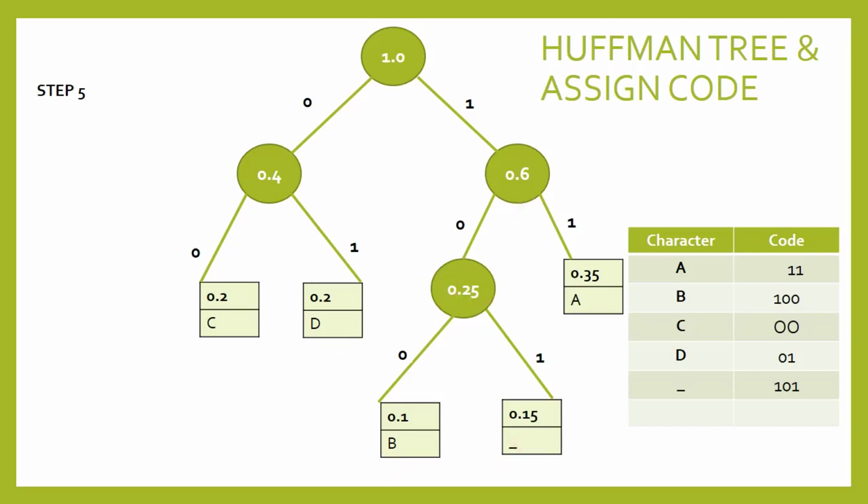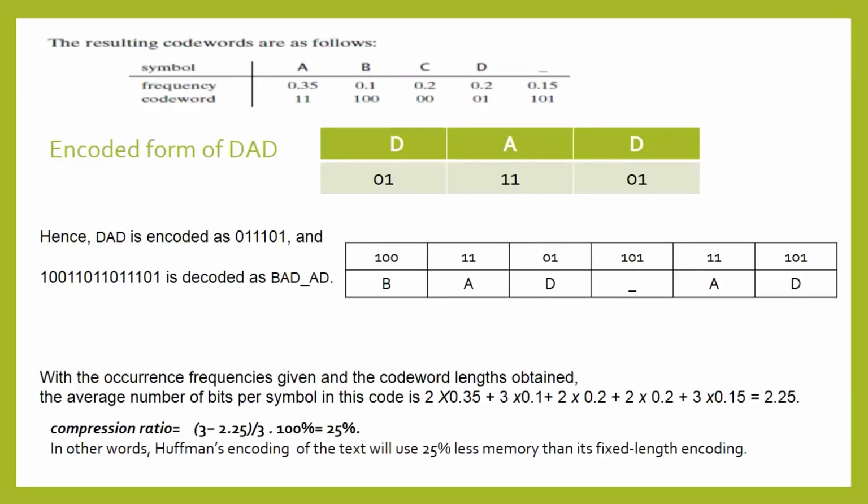Now we have to get the compression ratio. Let's see first, if I have given DAT, how it can be encoded. D's value from the Huffman tree we got as 0 1. A's value is 1 1 and T's value is 0 1. So this is DAT's code word. Then DAT is encoded as 0 1 1 1 0 1, final result. And if the bits are given like this, how to decode it? You try to match these bits with the code words and you can get it.